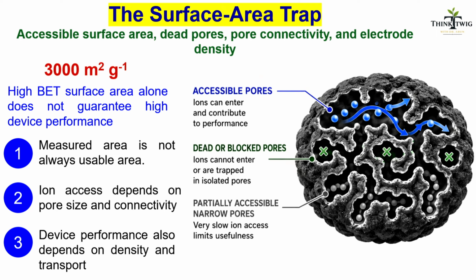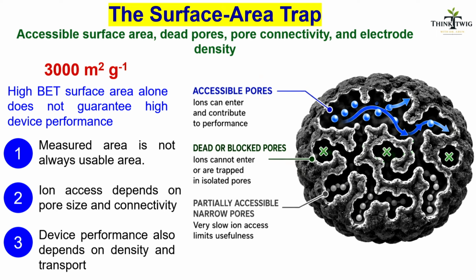Accessible surface area, poorly accessible or dead pores, poor connectivity, and electrode density. Now notice one important point. A large surface can exist deep inside the carbon. But if electrolyte ions cannot reach that surface, it cannot contribute effectively. And there is another step also. Reaching the surface is not enough. The ions must reach it fast enough during charging and discharging.